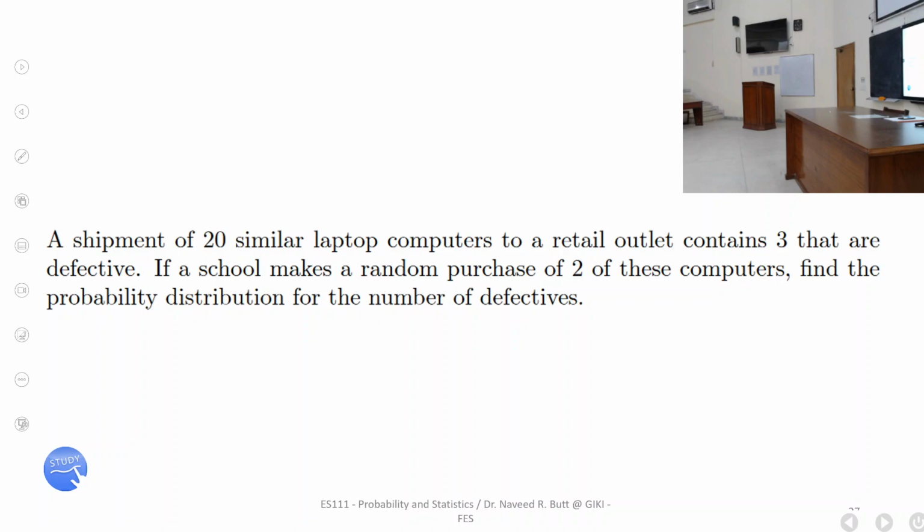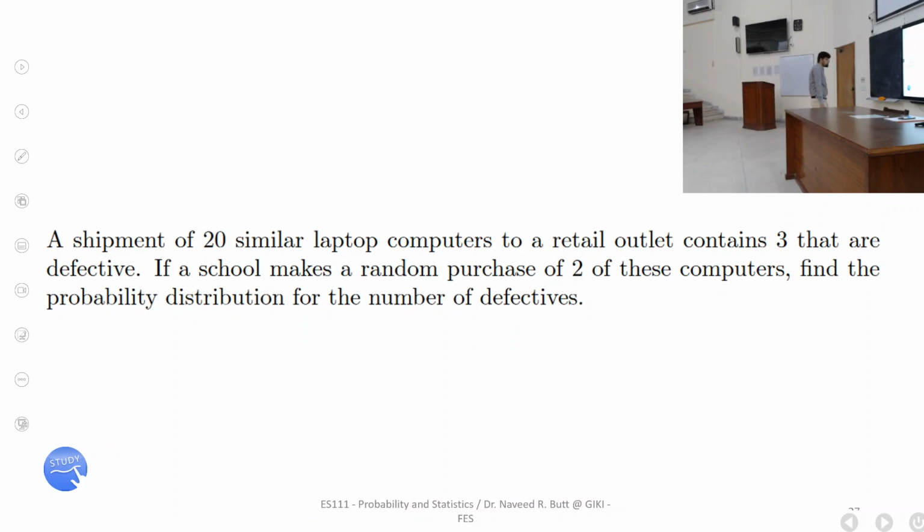If a school makes a random purchase of 2 of these computers, find the probability distribution for the number of defectives. अभी तक इससे पिछले सारे प्रॉब्लम मॉड्यूल 1 के थे, assigning probabilities, right? Now we are in module 2 where we talk about the distributions. क्या थी distribution जो हमने की थी? Probability mass function, cumulative distribution function, marginal, conditional, joint, and then for continuous case just the mass function was replaced by density function. बाकी सब वही था.